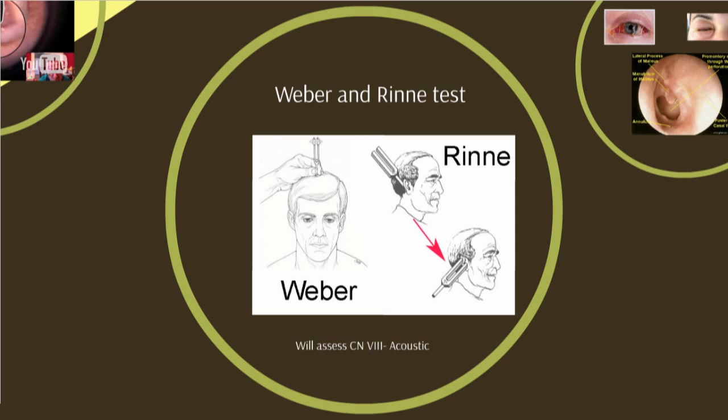With the Rinne, normal is going to be air conduction twice as long as bone conduction. Okay, so that's why we need to list in seconds. But air conduction is going to be greater than bone conduction, is what we need to remember from this.